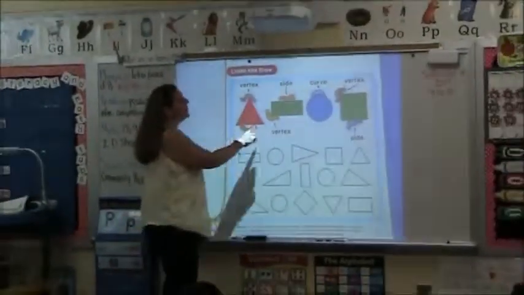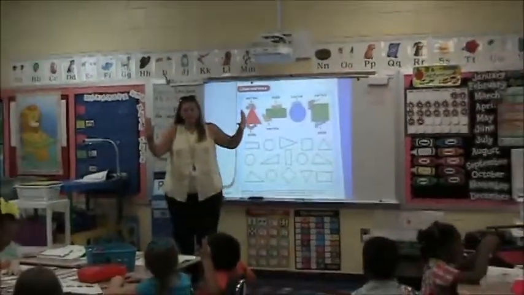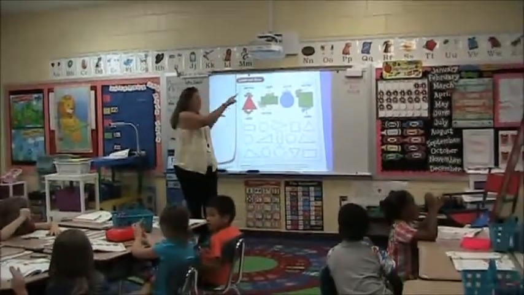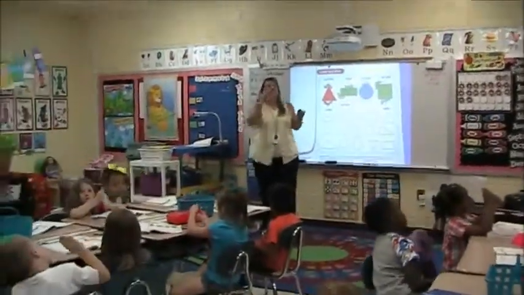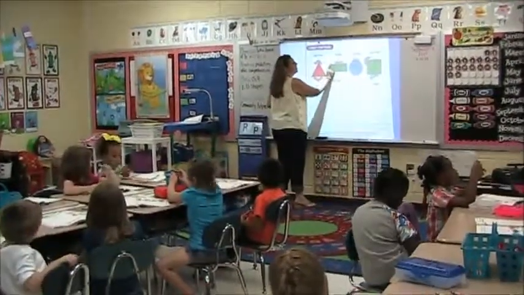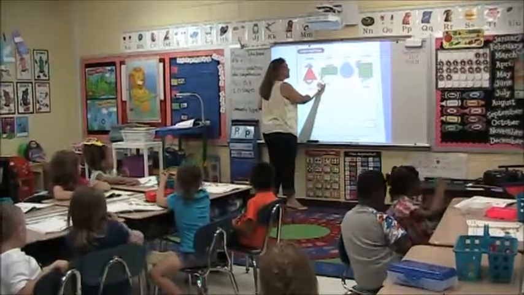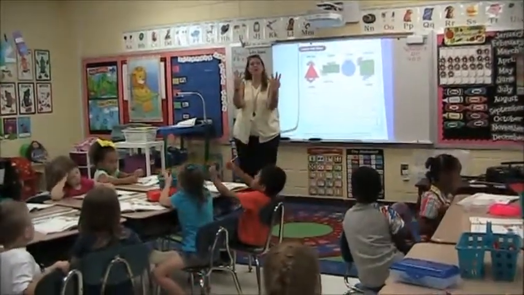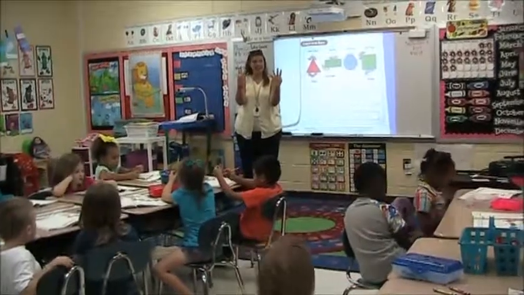4. How many vertex? Hold up, stop. What is a vertex? Corners, just like we have corners in this room. Let's count the vertexes or vertices. Let's count. 1, 2, 3, 4. Now, so there's 4 sides and 4 vertexes or vertices.